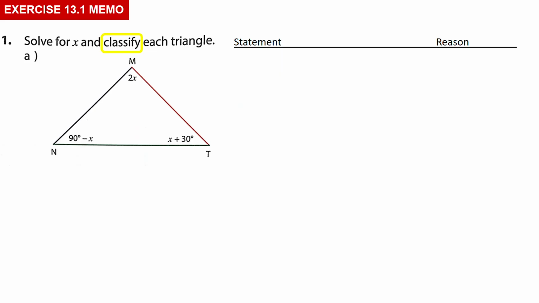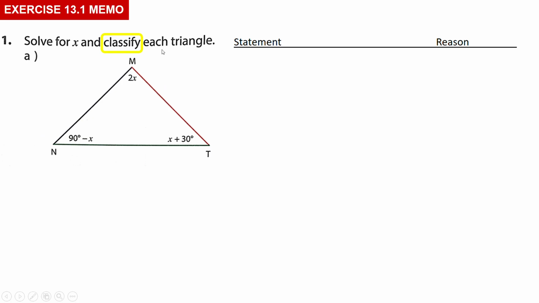Okay, so it started with this triangle and it says solve for x and classify each triangle. So we need to solve for x using our geometry reasons. I'm going to solve for x using angles in a triangle here. I'm given all the angles of the triangle, and I know that they add up to 180 degrees.